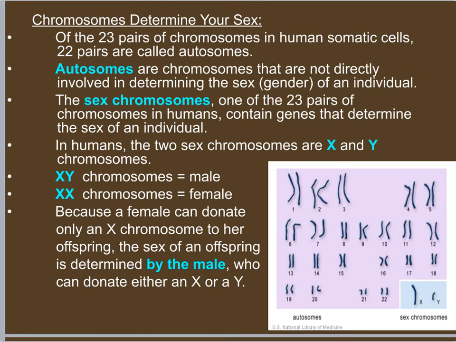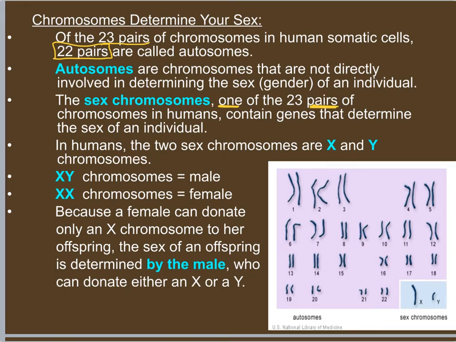So chromosomes can determine your sex, or they can determine your other characteristics. So we mentioned before, you have 23 pairs of chromosomes. 22 of those pairs are called autosomes. So you need to know this number as well. 22 pairs are autosomes, and then one pair are your sex chromosomes. And this is going to make sense once we talk about it.